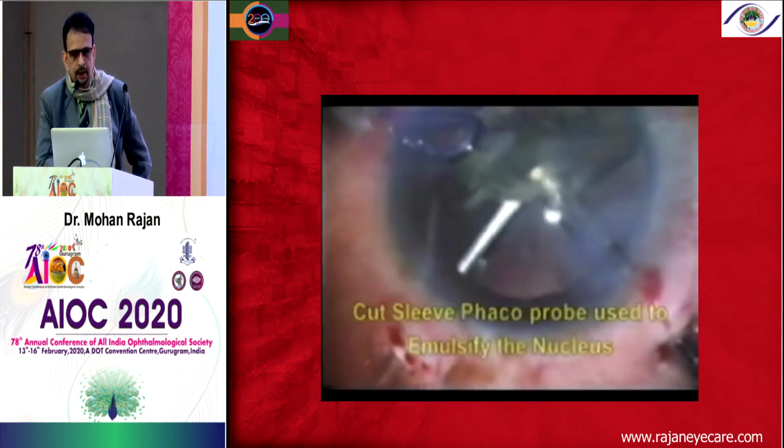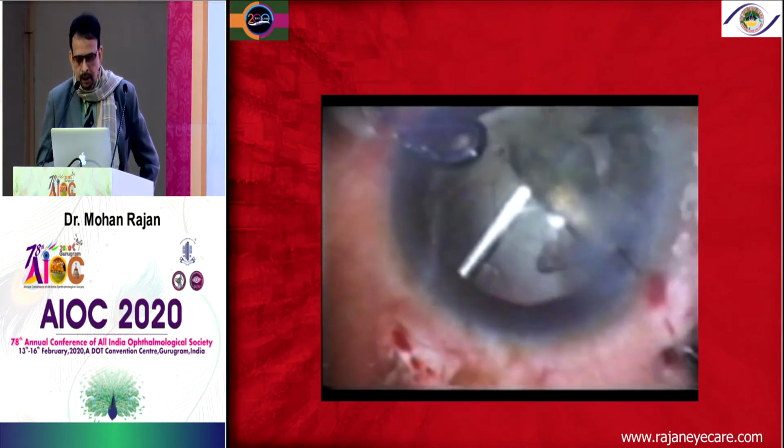You can see I bring the nucleus up, and then went ahead and removed the nucleus in the anterior chamber as well, and then because the rexis is intact, I was able to put a lens in the sulcus.